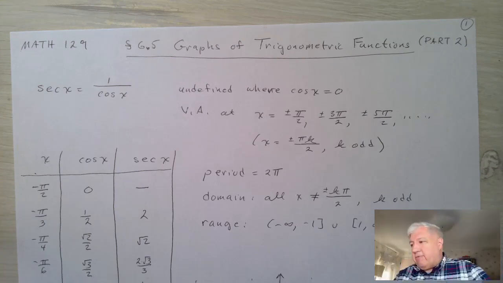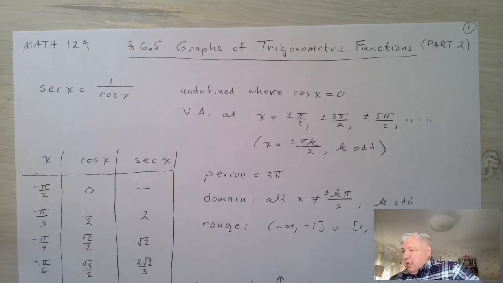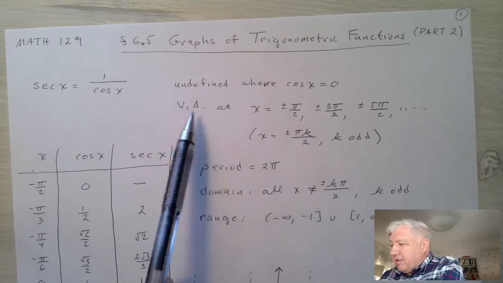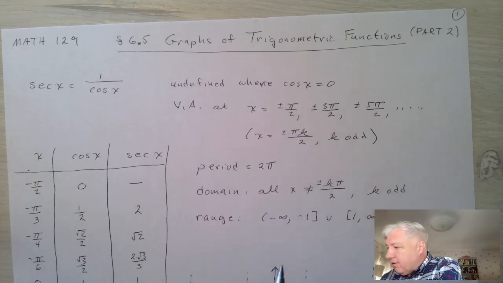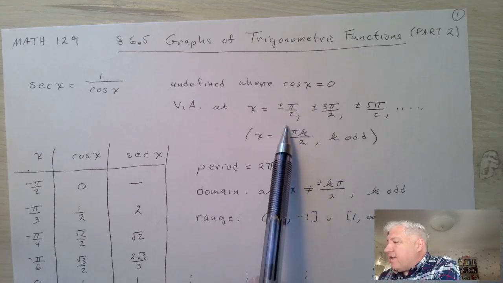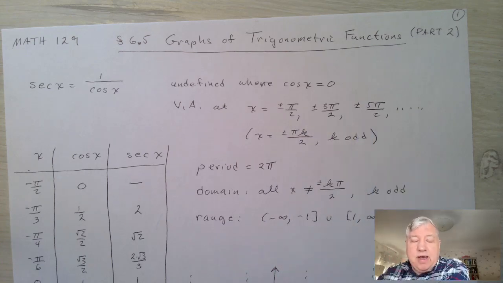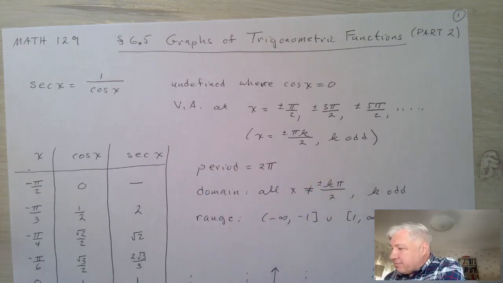So the secant, let me remind you, is the reciprocal of the cosine, and because the cosine could be zero, the secant will be undefined someplace. The secant will be undefined where the cosine is zero, and we know that that's precisely at the numbers plus or minus pi over 2, plus or minus 3 pi over 2, plus or minus 5 pi over 2, and so on. Okay, any odd multiple of pi over 2, basically. So these will be where the vertical asymptotes are.